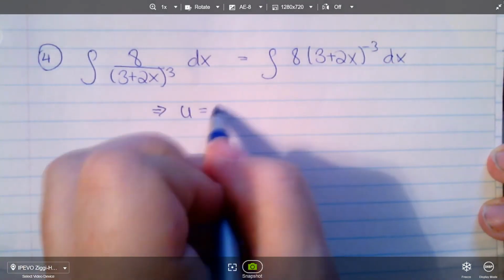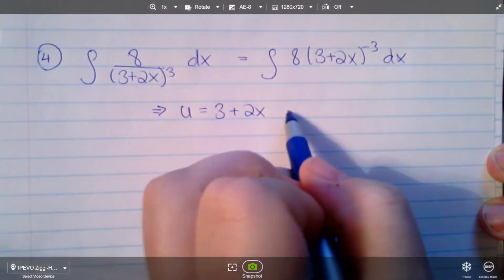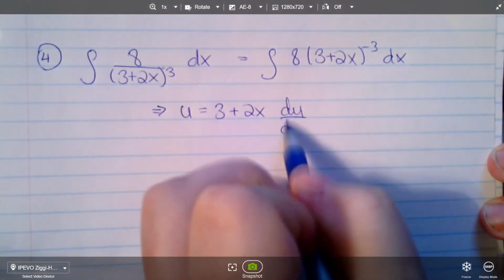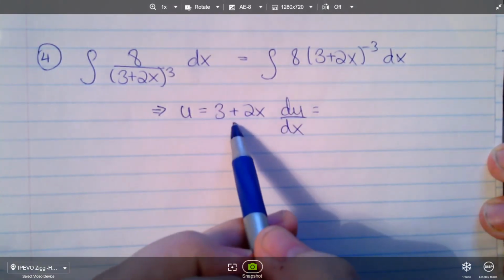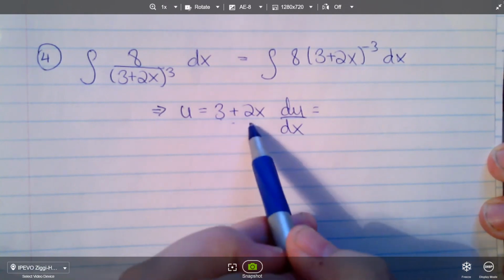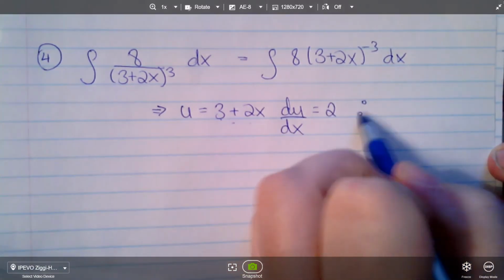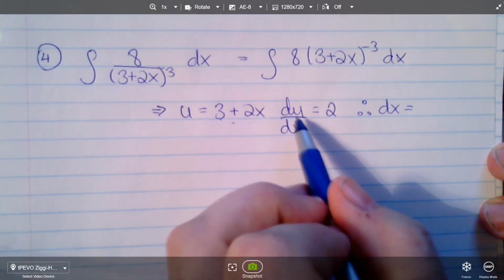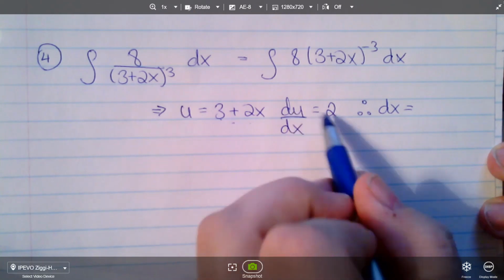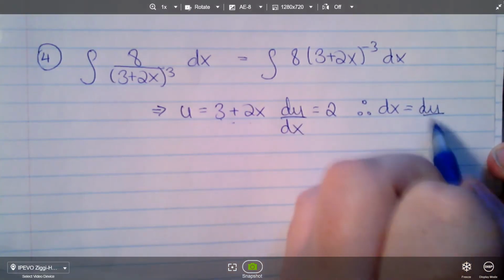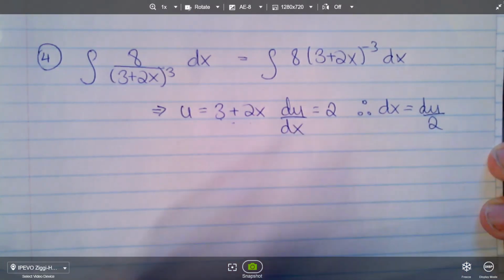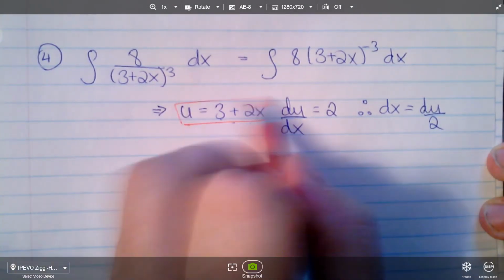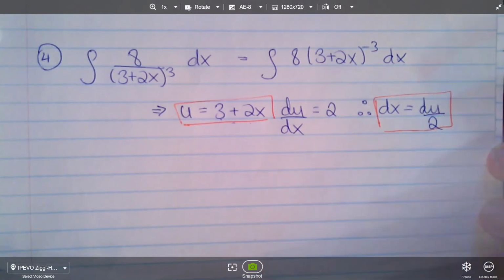So we're going to let u equal the inside. We're going to find du dx. So what's the derivative of this? This is 0. This is 2. And I'm going to need that rearranged to be dx equals du over 2. All right, so these are the two pieces I need the most. I need that and I need that, because those are what get substituted back into the equation.